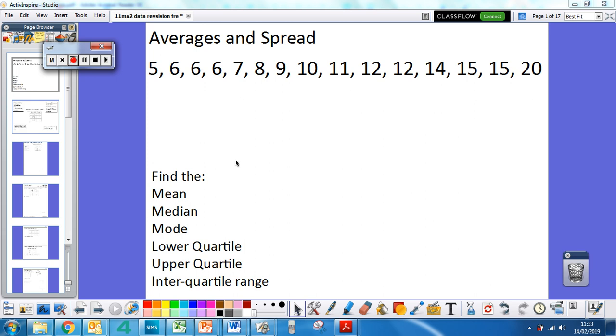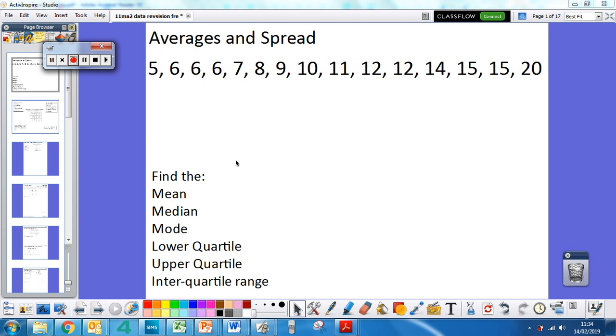Okay, quick revision on averages and spread. The averages on here are the mean, the median, and the mode. And then the lower quartile, upper quartile, and the interquartile range, those are to do with measures of spread. The lower quartile and upper quartile are positions in the data, just like the median is. But the interquartile range is a very similar idea to the range. It's to do with spread.